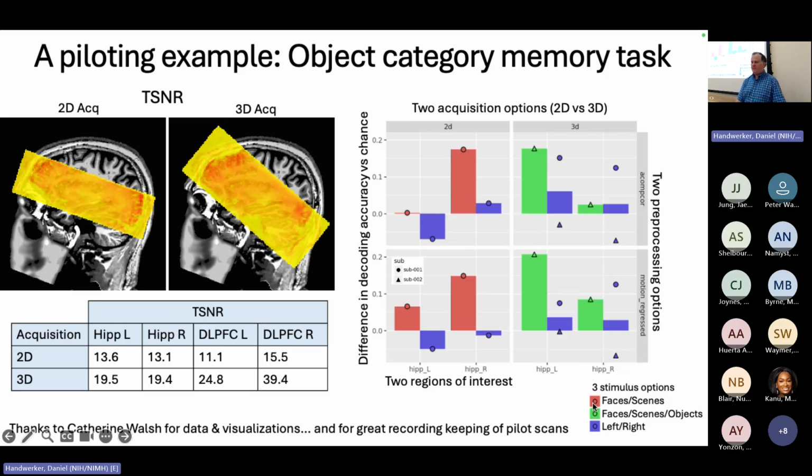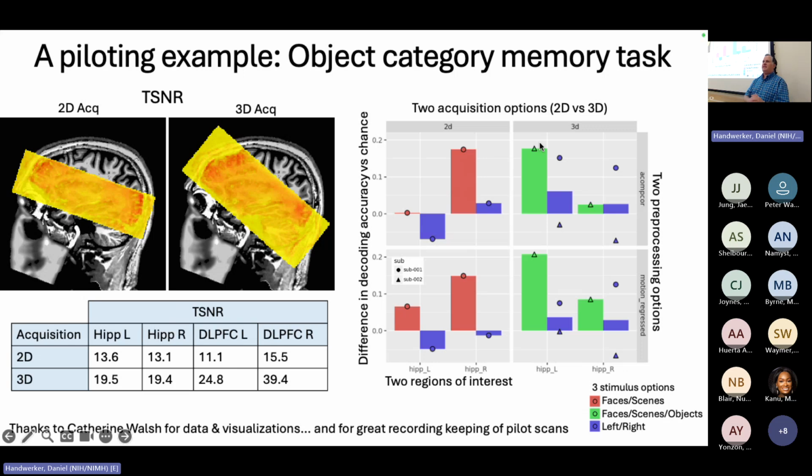So decoding faces was one set of runs: faces versus scenes. One did faces, scenes, and objects in green, and in blue was a left versus right decoding in the hippocampus. Going in, some past work said left versus right might actually decode better in the hippocampus, but it turned out it did not for the existing study design. Having faces, scenes, and objects gave better decoding over chance than just faces and scenes. And again, we saw better tSNR for 3D, and even looking at the hippocampus in 3D, we're also seeing slightly better decoding accuracy.